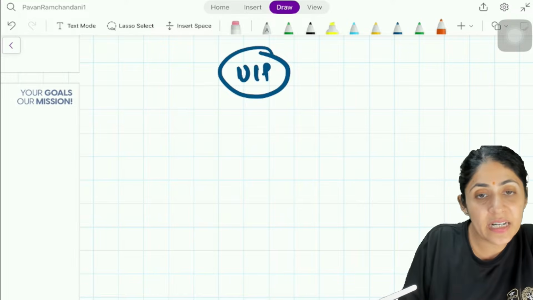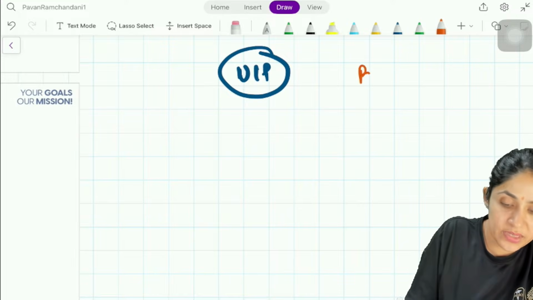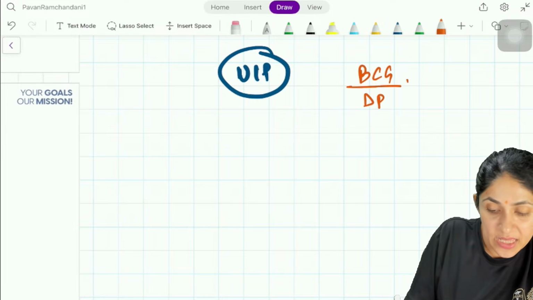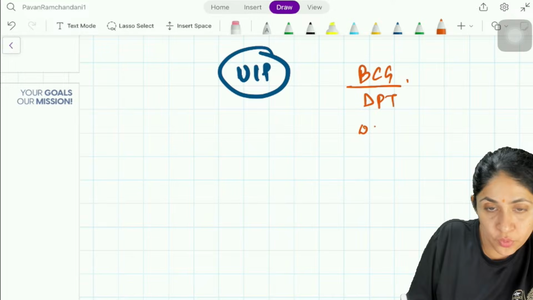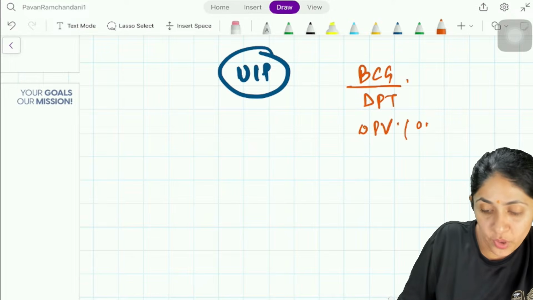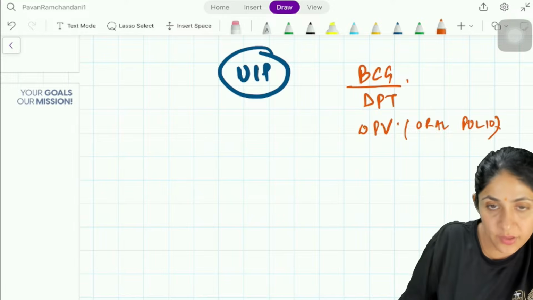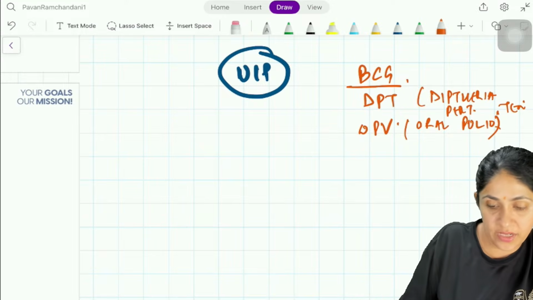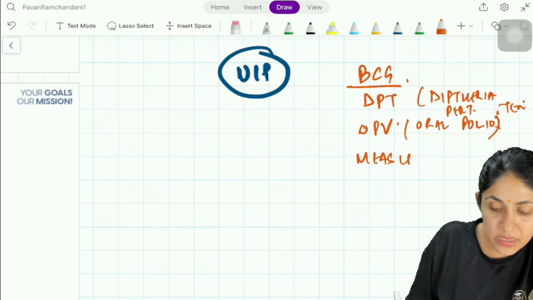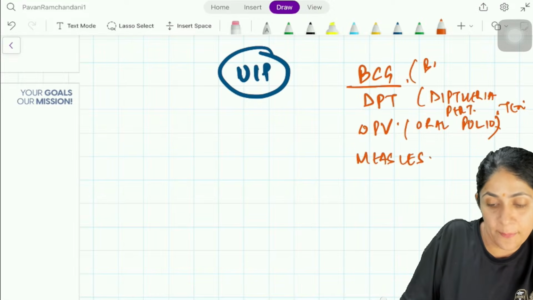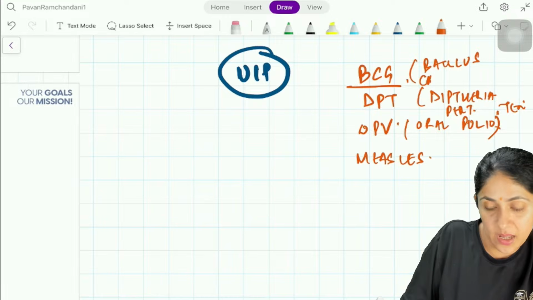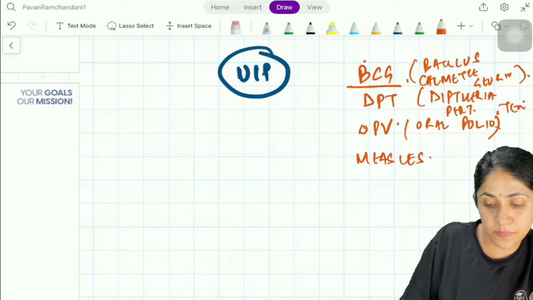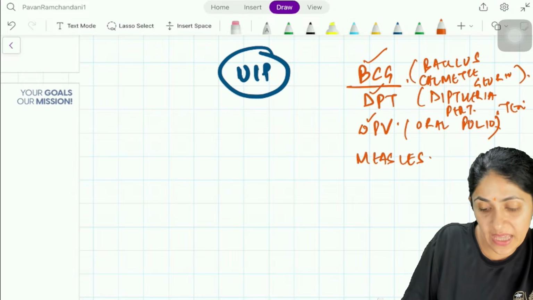Okay, following vaccines are covered in this. It has BCG, it has DPT. Okay, it has OPV, which is oral polio. It has a polio vaccine in it. Okay, it has diphtheria, it has pertussis, and it has tetanus toxoid. Okay, and it also has a measles vaccine in it. BCG is Bacillus Calmette-Guérin. So there is B, there is DP, there is OP, and there is M.